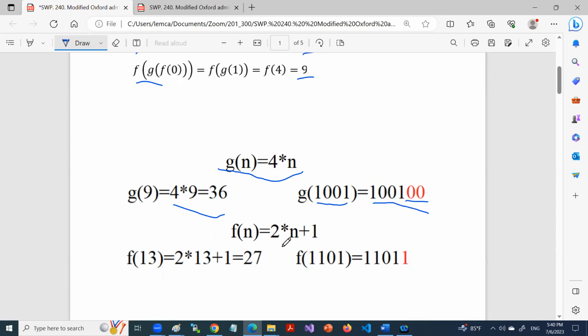Applying function f means appending digit 1 to the number. For example, in decimal system 13 by 2 plus 1 is 27. In binary system 13 is 1, 1, 0, 1, and 27 is 1, 1, 0, 1, 1. It works because multiplying by 2 is appending a 0, and adding 1 is replacing this 0 with 1.